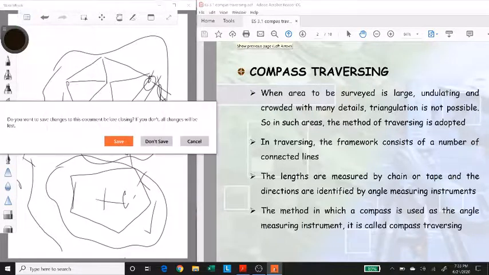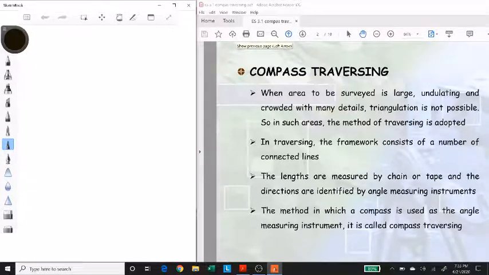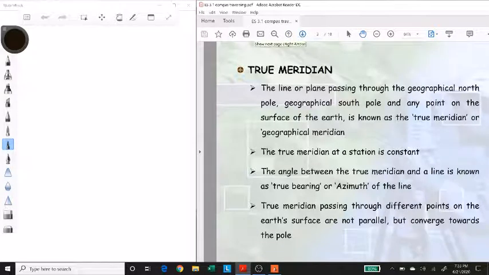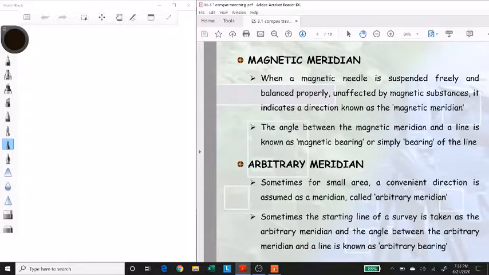Talking about compass traversing, I've already discussed why traversing is done. It's a framework of connected lines, and the lengths can be measured by measuring tape or other instruments. But the difference from triangulation is that the number of calculations or measurements gets reduced. For measuring the angles, you can use a compass, which actually gives you bearings, and then you can convert those bearings into angles. Before we get into how we read the bearings, first we have to understand some differences. What are true meridians and magnetic meridians? Let's see this with the help of a figure.